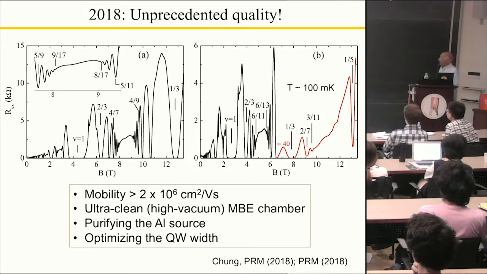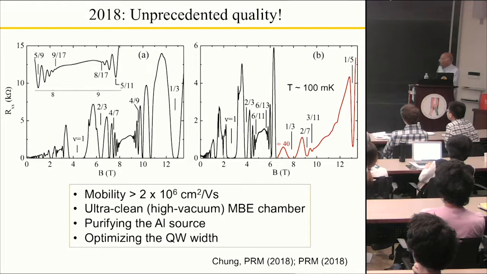Mobilities are quite high, not as high as gallium arsenide, but given the large effective mass in the system, this is pretty good. And the reason why this was improved so much is essentially very careful cleaning of the aluminum source, and also very clean MBE. And remember, I told you about the vacuum, because aluminum is very nasty. It catches oxygen, any impurity that comes in the chamber. So it's very sensitive to that.